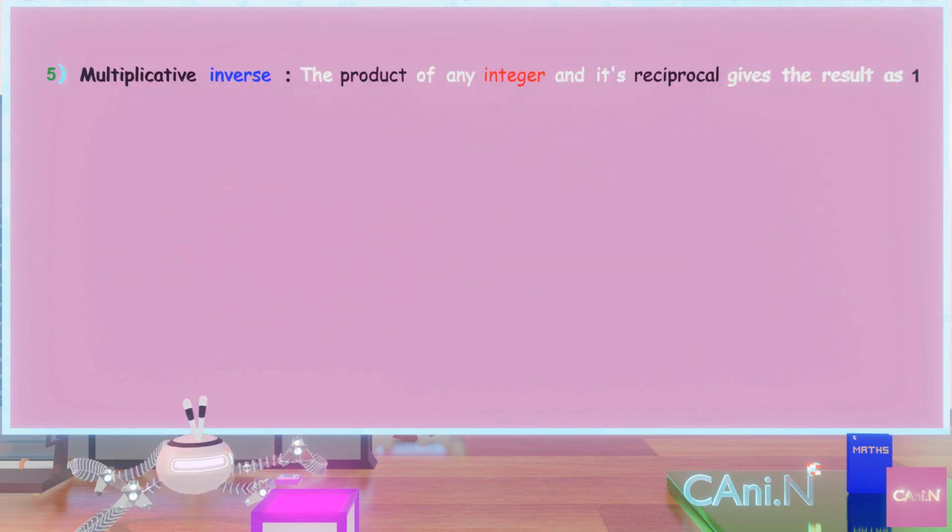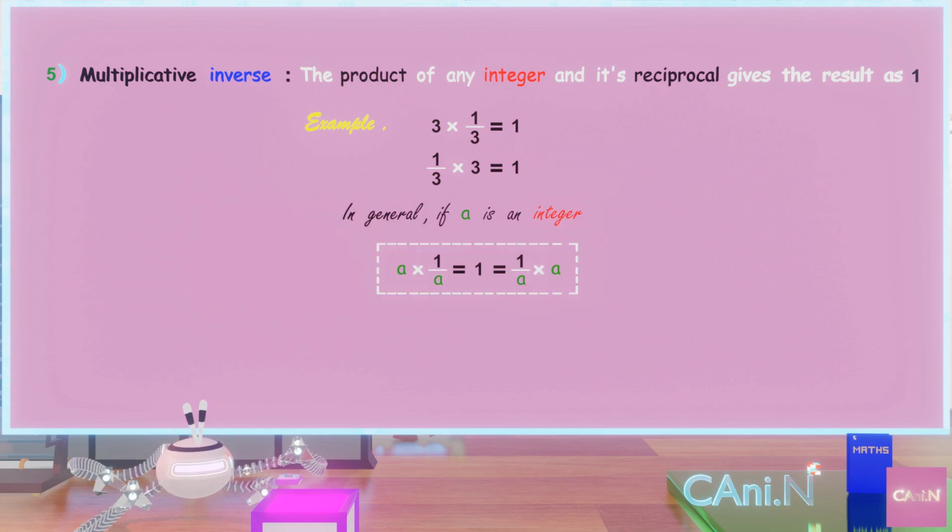Multiplicative inverse. The product of any integer and its reciprocal gives the result as 1. Example. 3 into 1 by 3 equals 1. 1 by 3 into 3 equals 1. In general, if a is an integer, a into 1 by a equals 1.